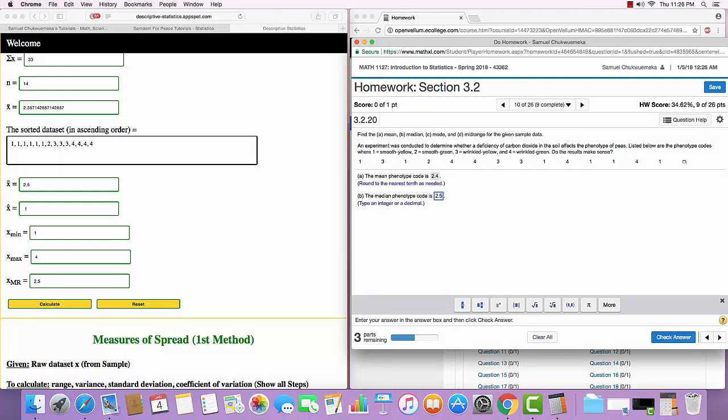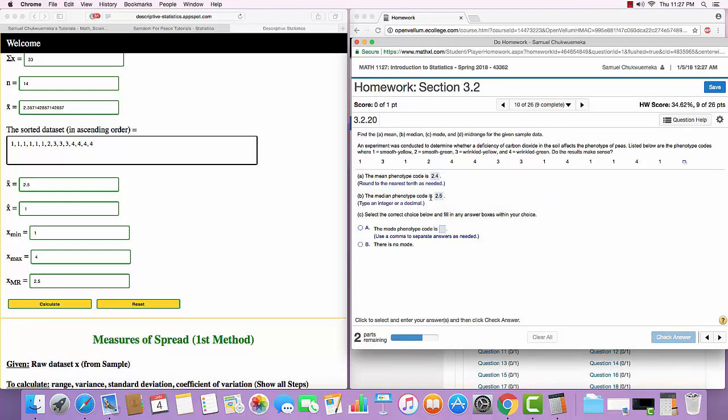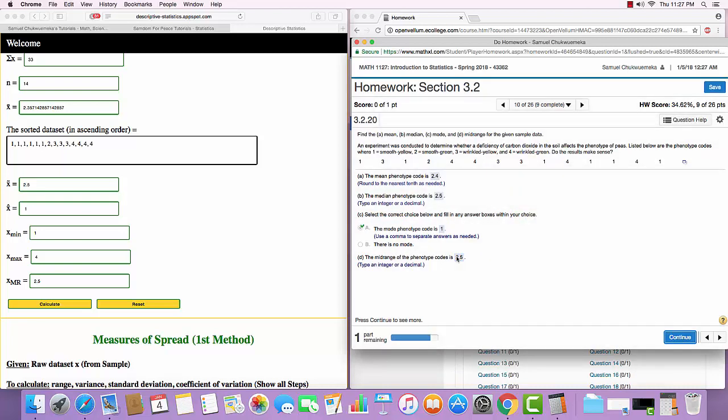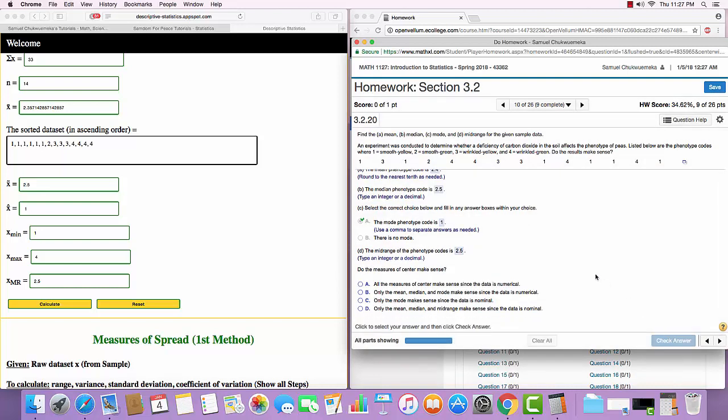The median is 2.5. The mode is 1. The mid-range is 2.5. Do the measures of center make sense? If you read the notes, these are actually qualitative data. If you look at the notes we did in descriptive statistics, the measure of center that is best for describing it is the mode. If we look at these options, A, all the measures of center make sense, since the data is numerical. Well, this data is not numerical. They just used numbers.